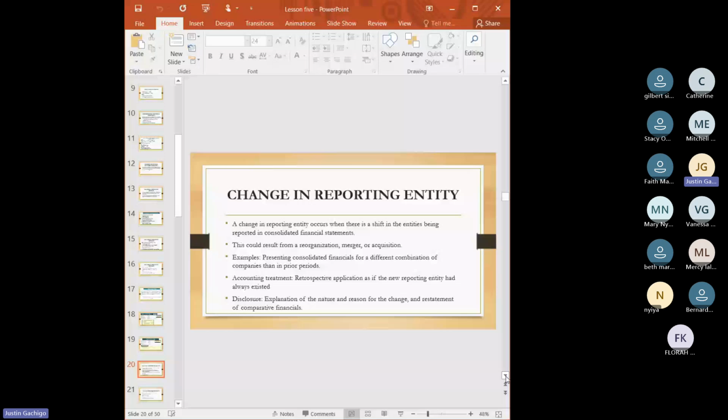Initially, it was just one entity. Then we have 2 entities, 3 entities, 4 entities. So all these entities now combine and they report their revenue or other activities as a consolidated figure.